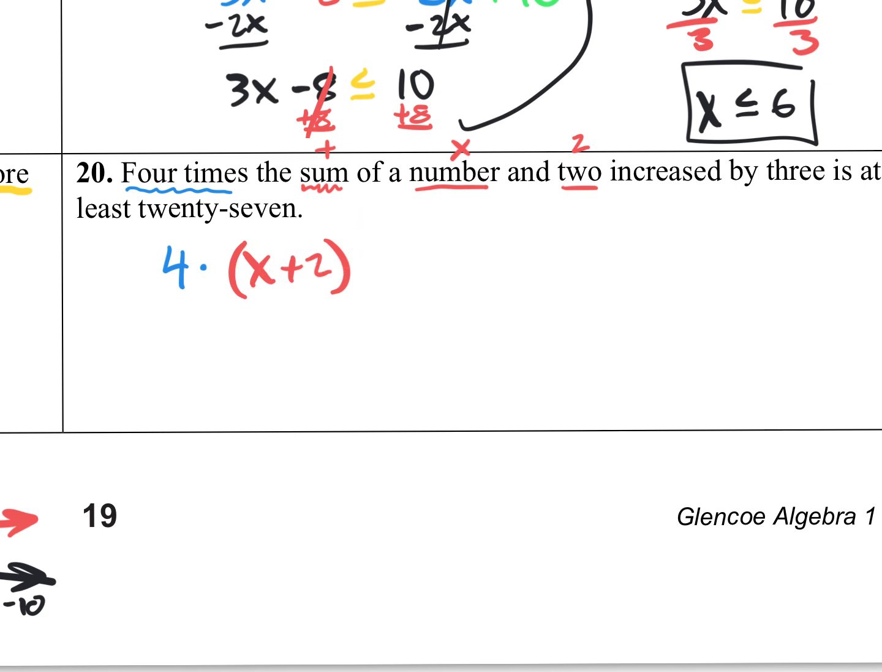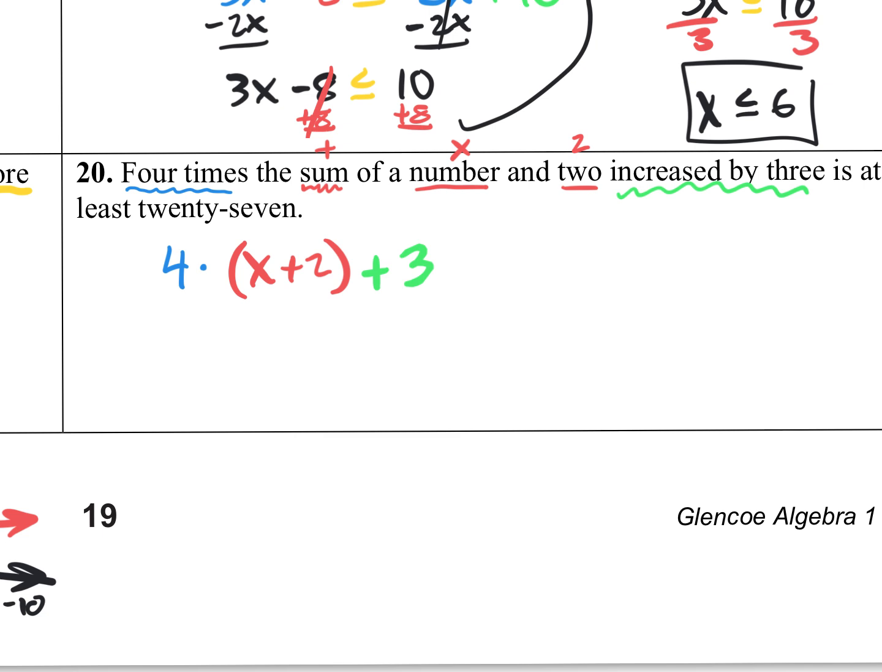All right, it says increase by 3. What the heck does increase by 3 mean? It means that you're going to make it bigger by 3. Okay. And then it says is at least.